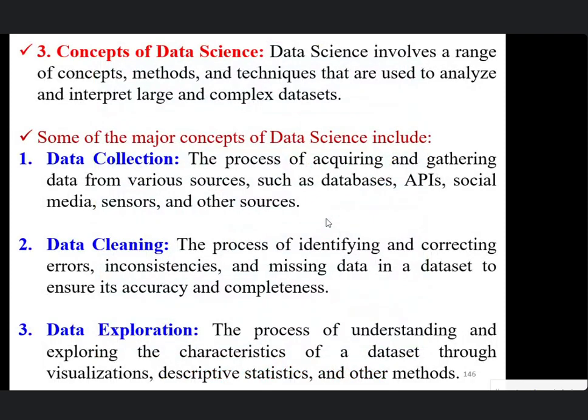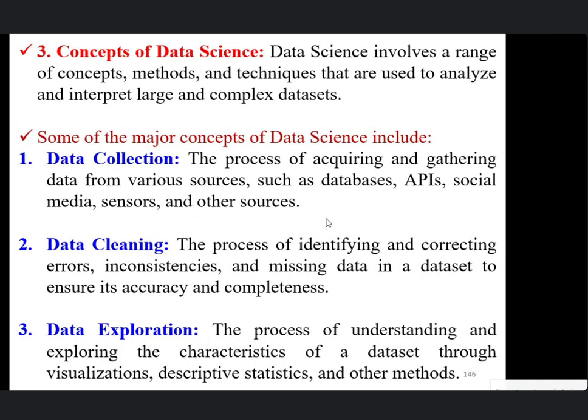Then, what are the major concepts of data science? Data science involves a range of concepts, methods, and techniques that are used to analyze and interpret very huge volumes of data and complex data sets. Some of the major concepts we are discussing with the practical session. How do we collect the data? Data collection is the process of acquiring and gathering data from various sources, such as different databases from all over the world, through APIs (application programming interfaces), through social media networks, through sensors, and other resources.